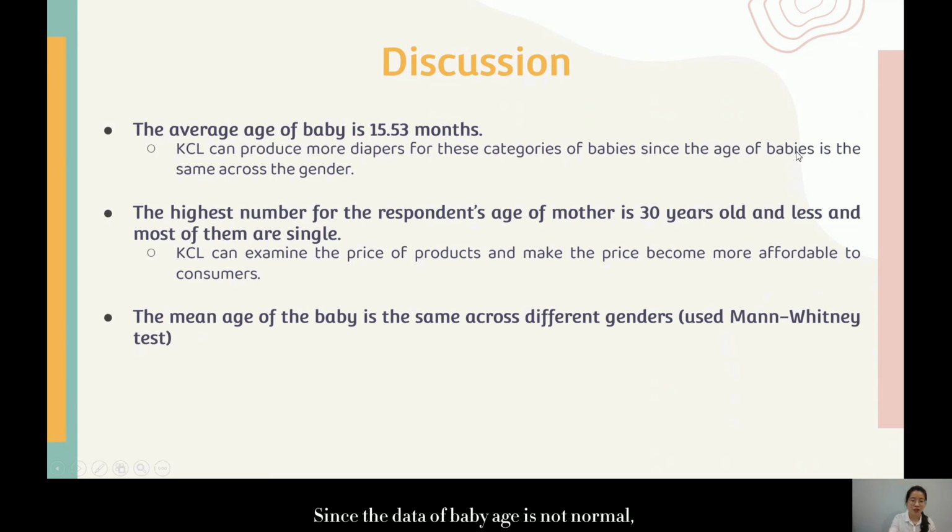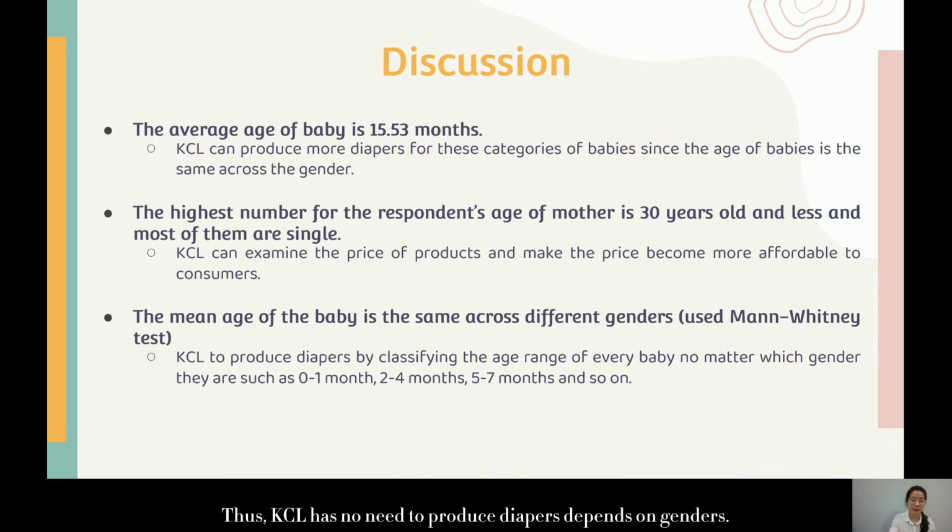Since the data of baby age is not normal, thus we use non-parametric test, which is median value test to assess if the mean age of baby is the same across the different gender. We conclude that the mean age of baby is the same across different gender. Thus, KCL no need to produce diapers depends on gender. We suggest KCL to produce diapers by classifying the age range of every baby no matter which gender they are, such as 0 to 1 month, 2 to 4 months, 5 to 7 months, and so on.